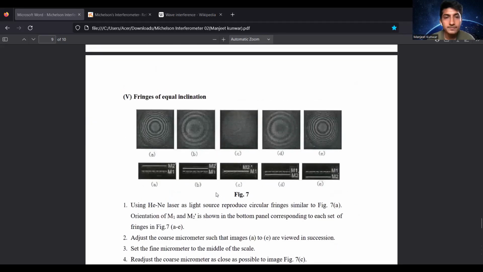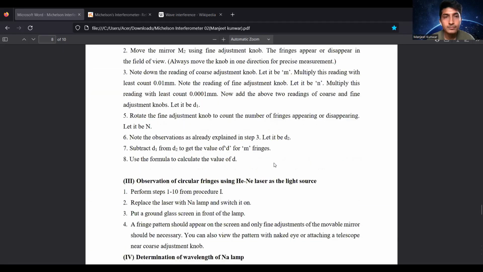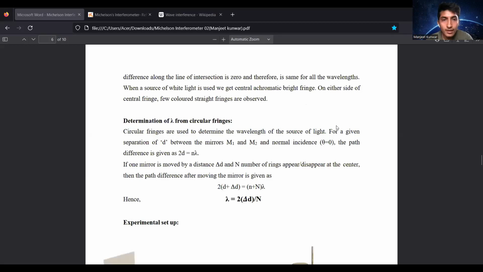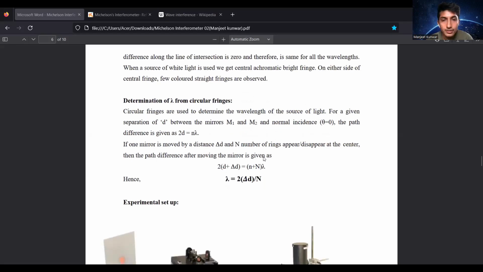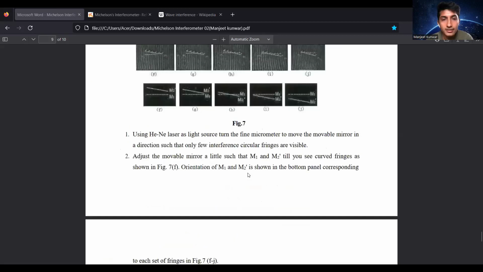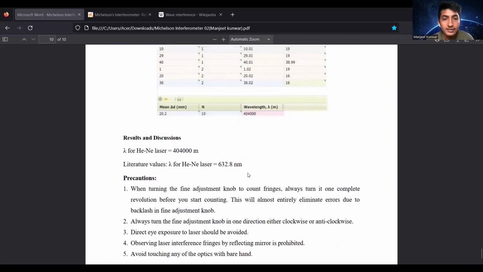And we can observe fringes as follows. Measurement of wavelength can be done through this formula, where lambda is the wavelength, d is the difference or separation, and n is the number of rings that appear or disappear at the center, and we can find lambda. And here is our result. Then we have found lambda and the refractive index of glass.